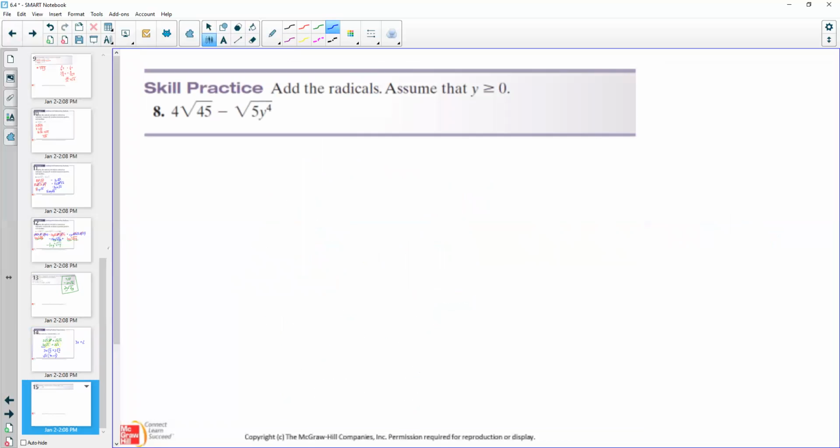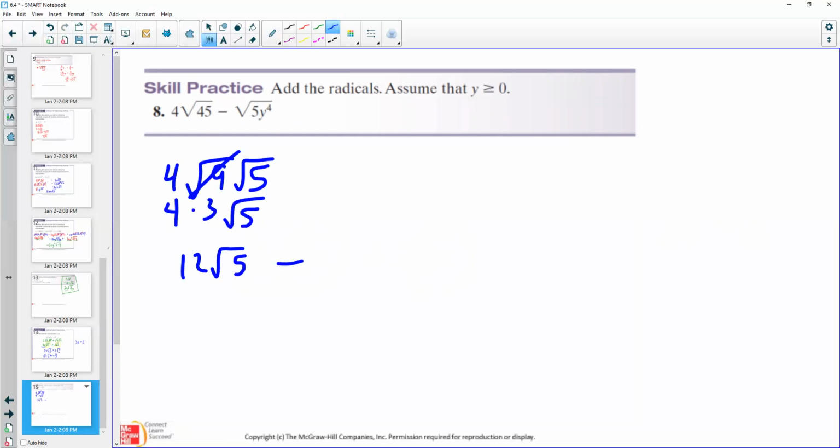This works the same way, okay? So break down 4 radical 45 first. Let's see, 45 is made up of 9 and 5. That 9, square root of 9 is a 3, so 4 times 3 radical 5 gets me 12 radical 5. All right, now let's look at the second part. Square root of 5, square root of radical 4, y to the 4th, okay? So radical y to the 4th is the same as y squared. And then I'm left with the radical 5.